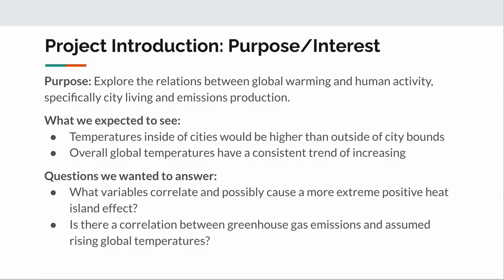Some things that we expected to see were that the temperatures inside of cities would be higher than outside of the city bounds due to the urban heat island effect, and that overall global temperatures have a consistent trend of increasing. Some of the extra questions that we wanted to answer as well were what variables would correlate and possibly cause a more extreme positive heat island effect, and is there a correlation between greenhouse gas emissions and assumed rising global temperatures?